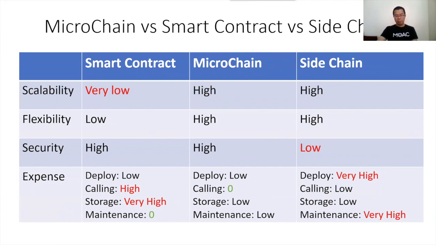Basically, for the application developer, you just need to pay the miner. You don't need to maintain the servers. That's it, which is not the case for the sidechain. There, the maintenance is very high. Even if it's a 20-node sidechain or a 100-node sidechain, you still need to maintain those 20 servers or 100 servers. Okay, so this is the overall comparison.